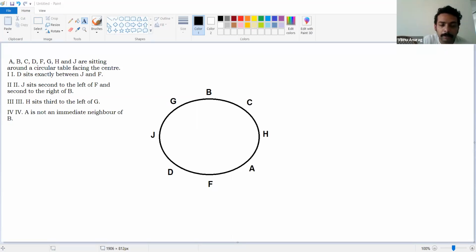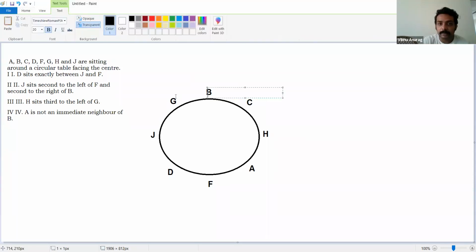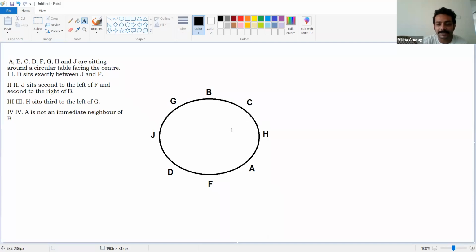Question number 3: if all the persons are made to sit in alphabetical order in anti-clockwise direction, starting from A, the positions of how many excluding A will remain unchanged as compared to their original seating positions? Don't count A and start placing them in an anti-clockwise direction. B will come here, C will remain where C is, D will come here, E here, F here, G here, H here. Everybody's position changes except C. So just one person's position does not change. The answer is option B, one person.